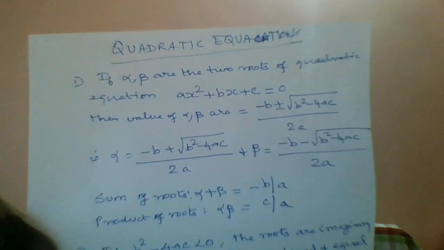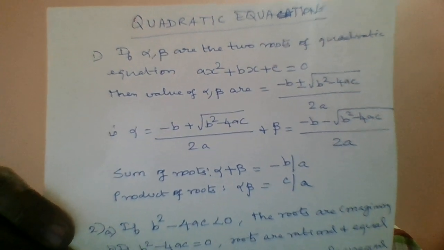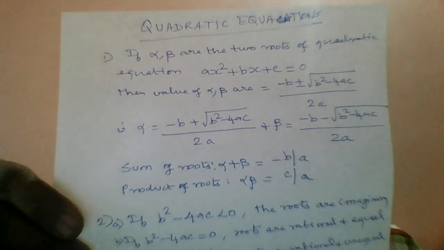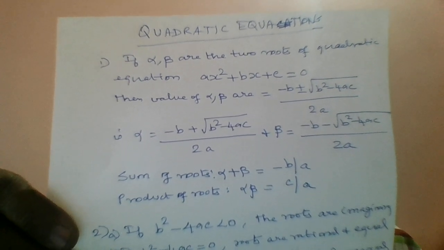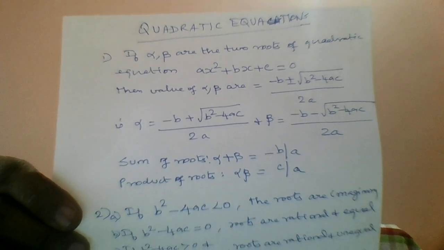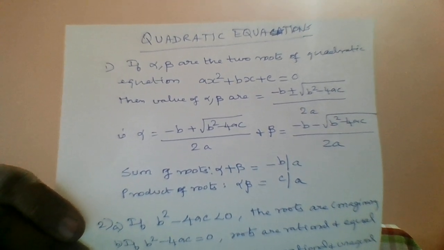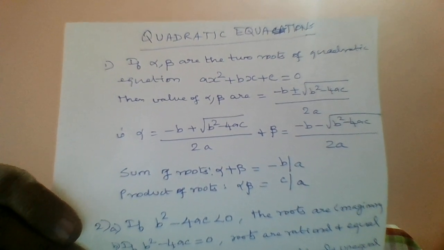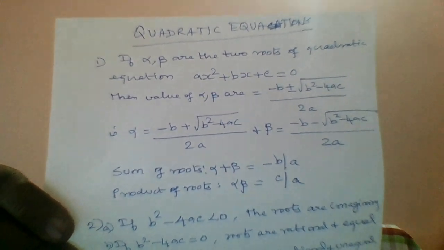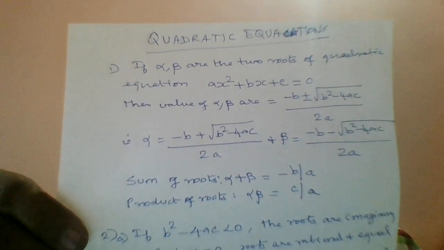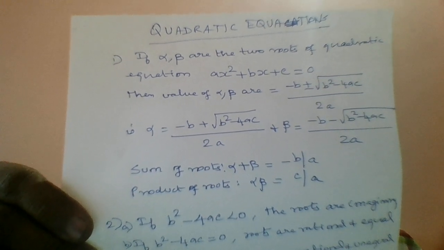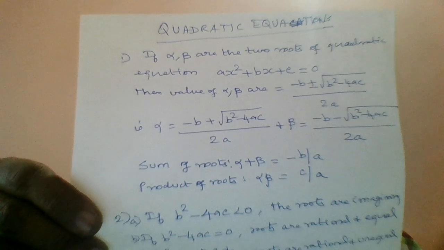Now we look at the formulas related to quadratic equation. Quadratic equation also is a very important chapter. Any equation of the form ax^2 plus bx plus c equal to 0 is called a quadratic equation. If alpha and beta are the two roots, then alpha, beta is equal to (minus b plus or minus root of b^2 minus 4ac) by 2a. That is, one root alpha is equal to (minus b plus root of b^2 minus 4ac) by 2a. Another root beta is equal to (minus b minus root of b^2 minus 4ac) by 2a.